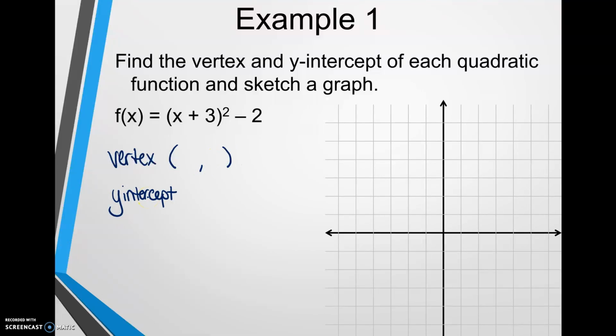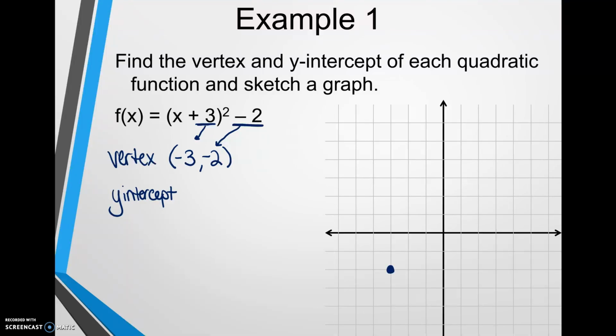-3, -2. So the opposite of the number in the parentheses is the first part of your vertex, and that exact number that comes after, that is the y value of your vertex. So we can plot the point (-3, -2). There's our happy little vertex.